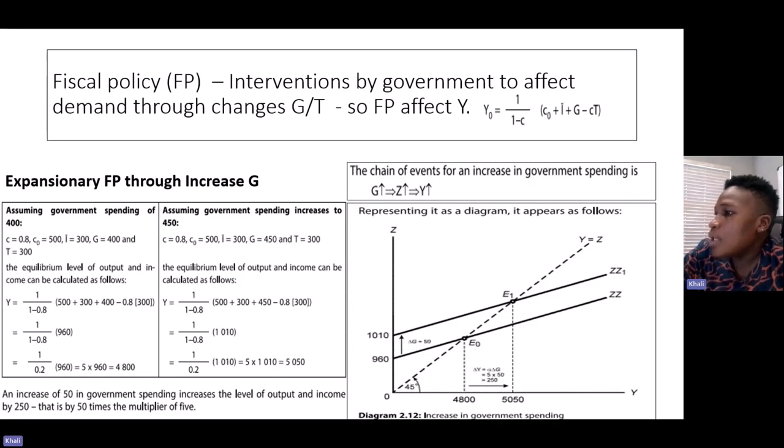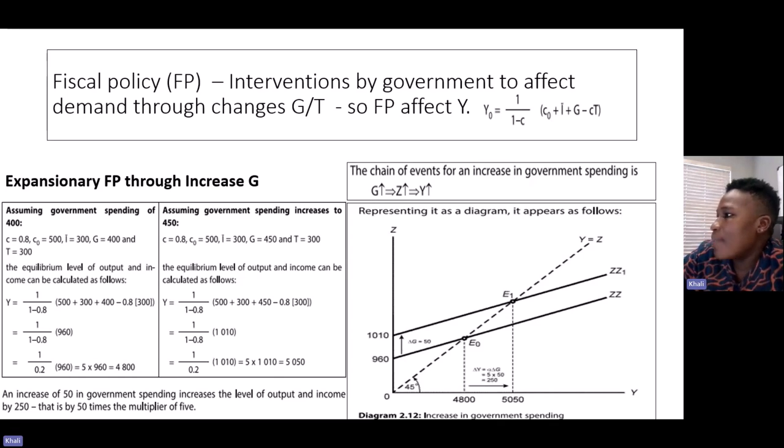We do the same for the next demand function, and we are told the government spending has increased to 450. So you will see now, plugging in everything as we did in the last example, we still get our multiplier as 5, but our autonomous spending is now 1,010.